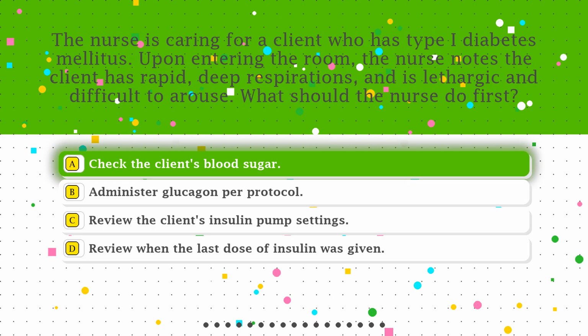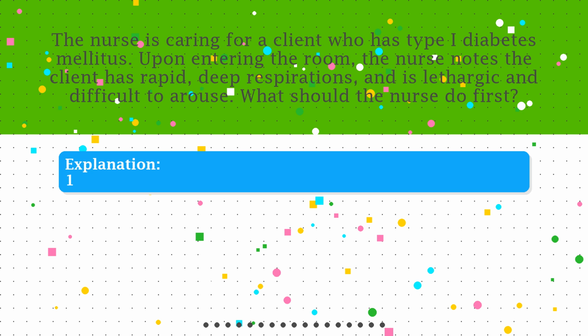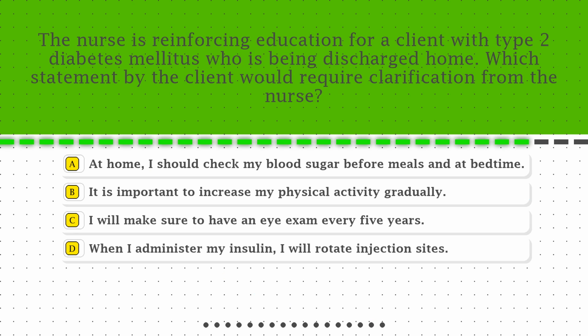The correct answer is option A. Check the client's blood sugar. Question 13. The nurse is reinforcing education for a client with type 2 diabetes mellitus who is being discharged home. Which statement by the client would require clarification from the nurse?